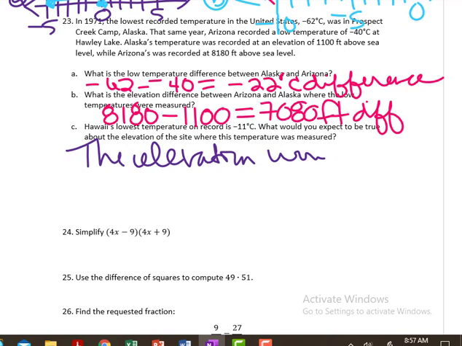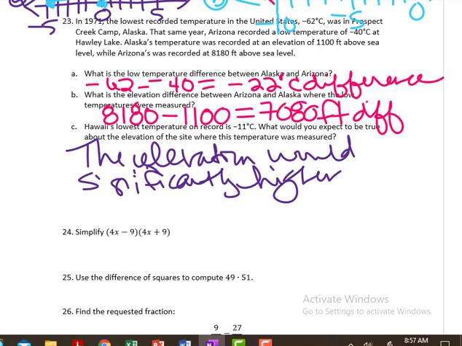would be significantly higher than the elevation of Alaska.